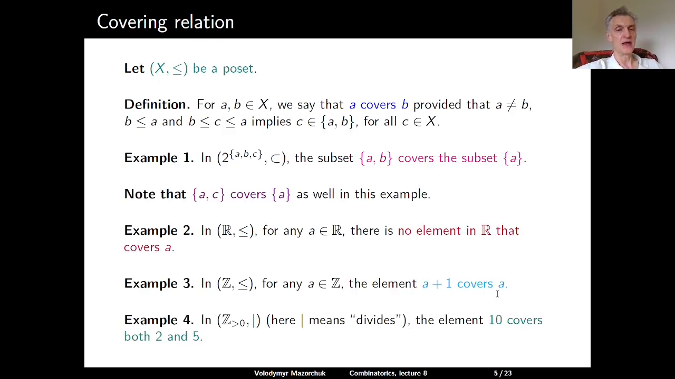Example 4. If we take the set of all positive integers with respect to the divisibility order, then the element 10 covers both 2 and 5, because 10 is equal to 2 times 5, and there are no intermediate numbers between 2 and 10, and there are no intermediate numbers between 5 and 10, which divide each other.